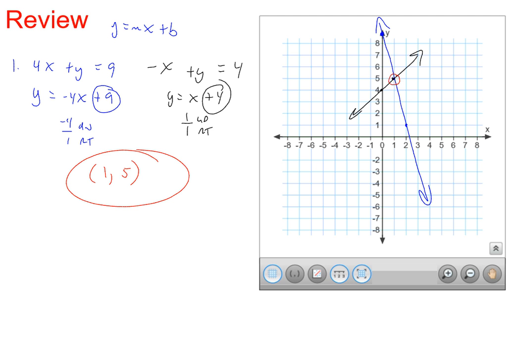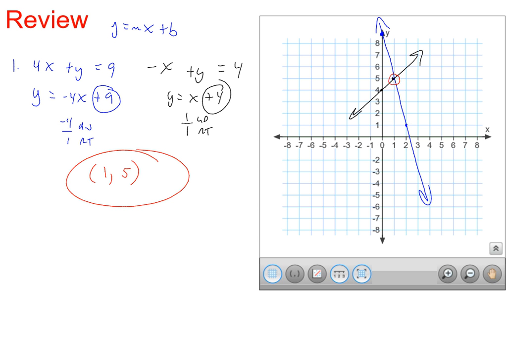How many had that correct? Whoa, way not enough on that easy of a problem. The reason that was so easy was it was very easy to put both of those in slope-intercept form. This is all stuff we've done already. Again, math builds. We learned how to graph using slope-intercept form. We can't forget it.